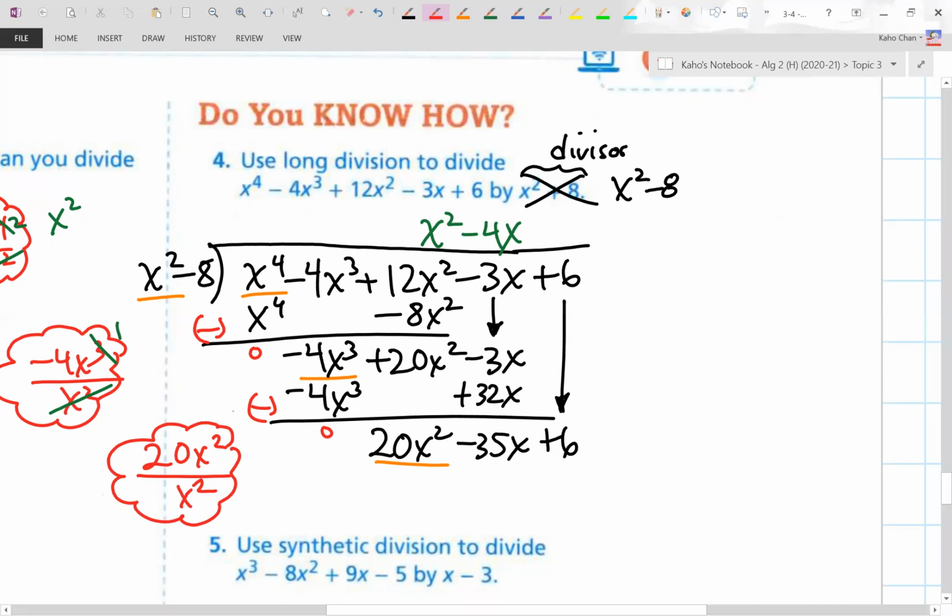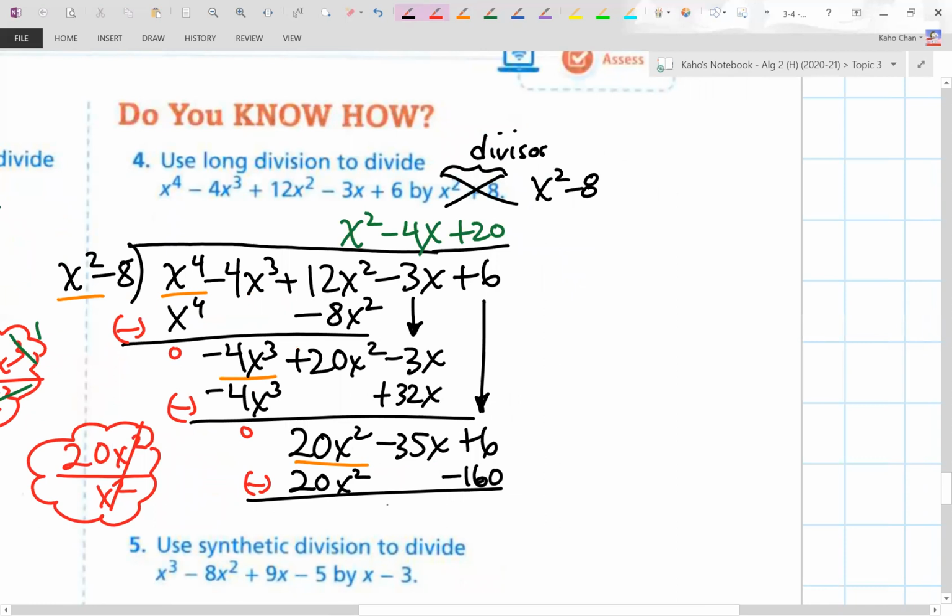Apologize for that. And I'm going to put right here, plus 20, and multiply. Embarrassing. Whoops. And 20 times negative 8 is minus 160. And subtract. The answer is typically ugly in these cases. Negative 35x. And watch out here. 6 minus 160 is plus 166. And that's it. We're done. That's your remainder.